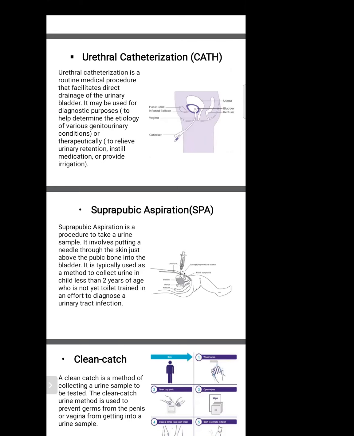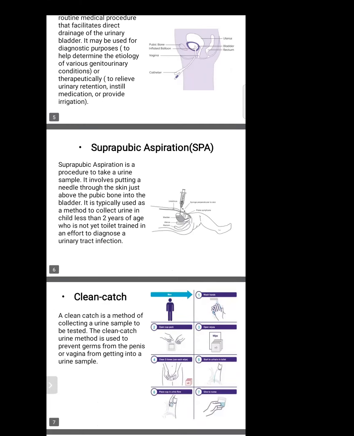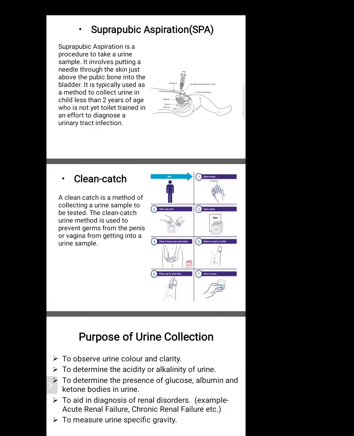Suprapubic aspiration, SPA. Suprapubic aspiration is a procedure to take a urine sample. It involves putting a needle through the skin just above the pubic bone into the bladder. It is typically used as a method to collect urine in situations where there is a urinary tract infection. And number four, clean catch. A clean catch is a method of collecting a urine sample to be tested. The clean catch urine method is used to prevent germs from the penis or vagina from getting into a urine sample.